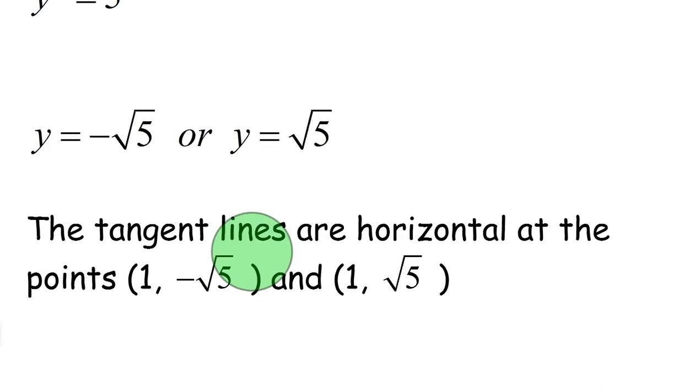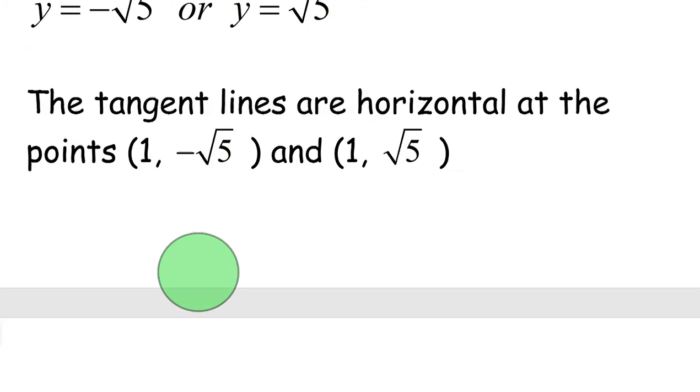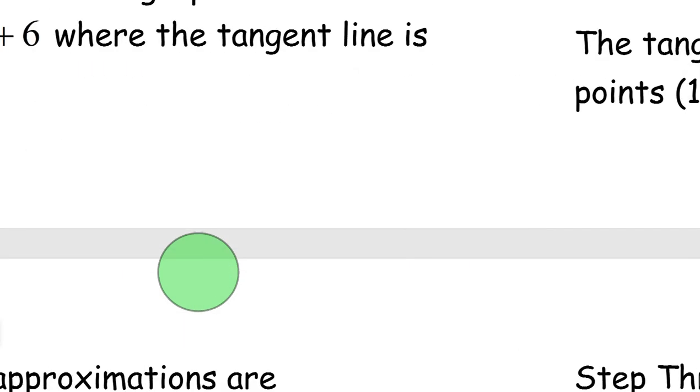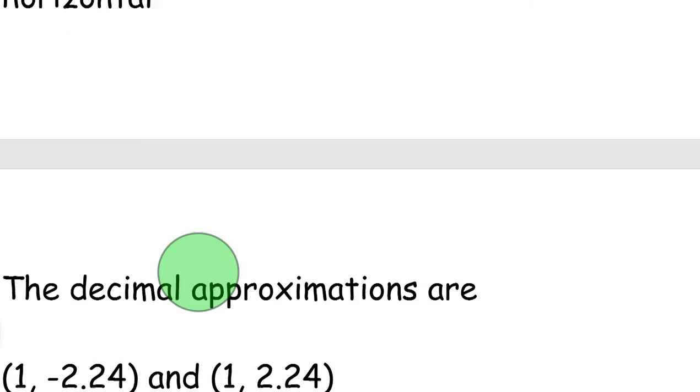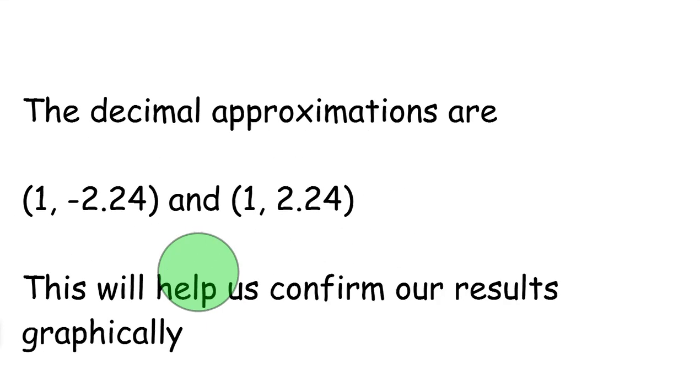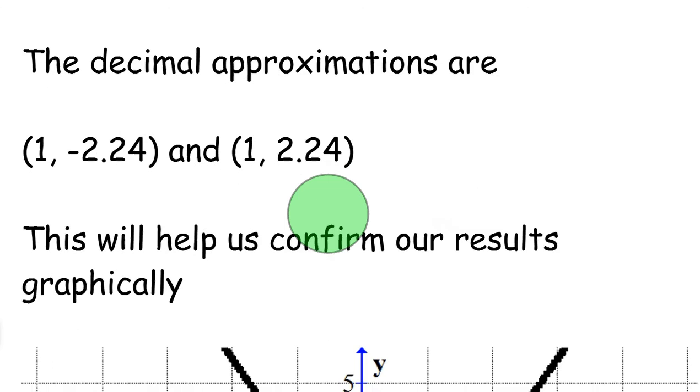This tells us that at x equals 1, there are 2 y values because it's implicit. So at these 2 points right here, the tangent lines are going to be horizontal. 1 comma negative square root of 5 and 1 comma square root of 5. I hope I graphed this for you guys. Let's see, I think I did. But if we round this to decimals, square root of 5 would be negative 2.24 and 2.24, so 1 comma negative 2.24 and 1 comma 2.24. This is where we will have horizontal tangents.